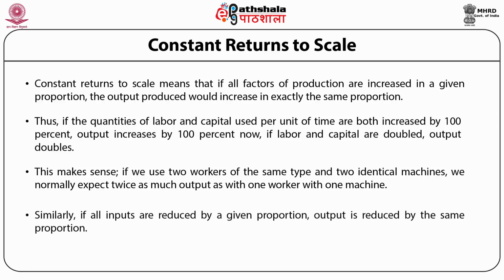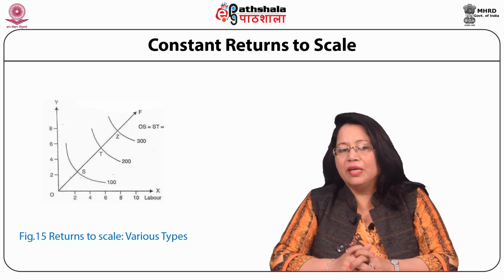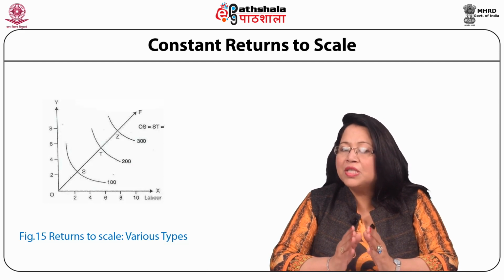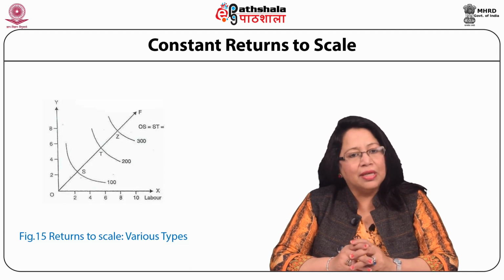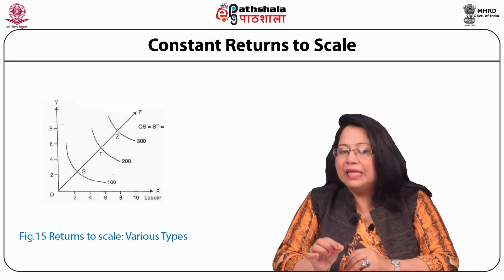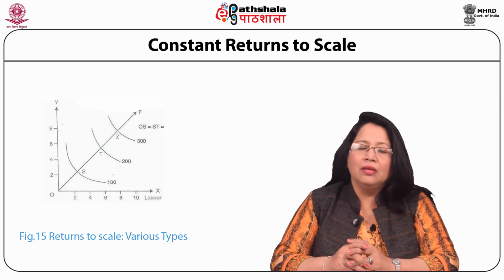Similarly, if all inputs are reduced by a given proportion, output is reduced by the same proportion. Figure 15 shows constant returns to scale. It shows that when we double both inputs, we double output. If we triple all inputs, we triple the level of output. Thus, OS is equal to ST is equal to TZ, and similarly for any other ray from the origin.